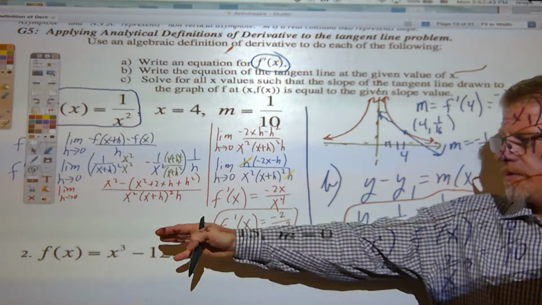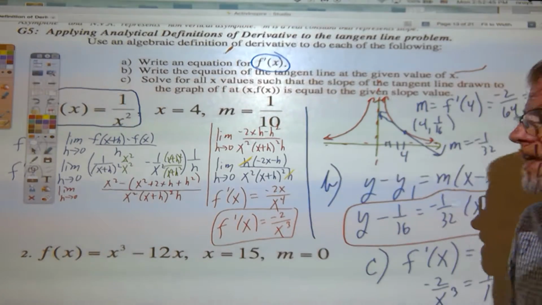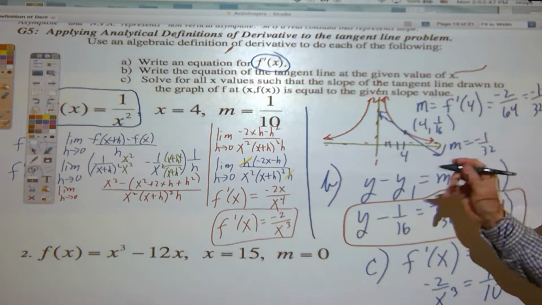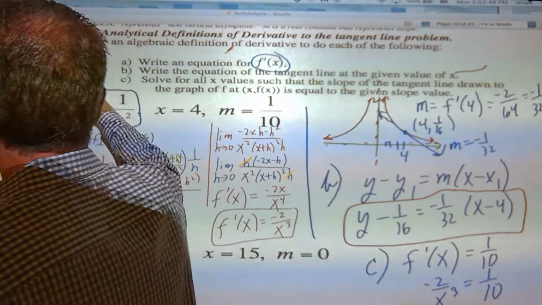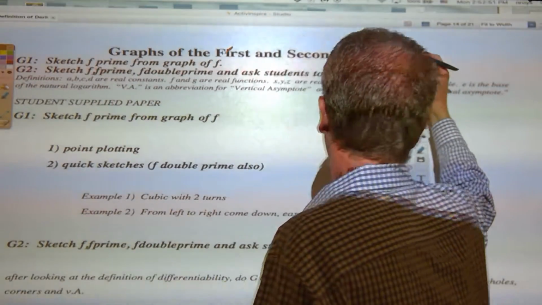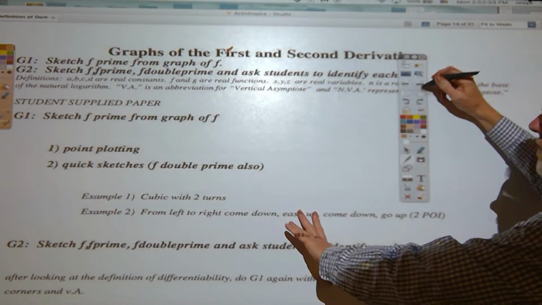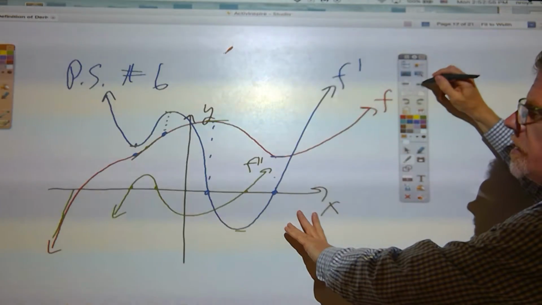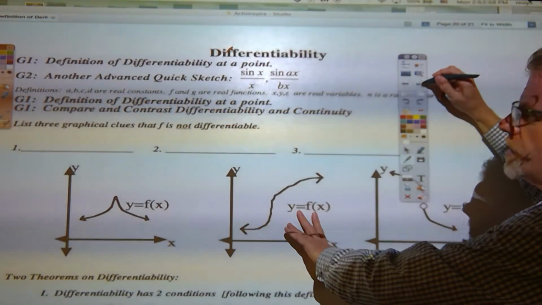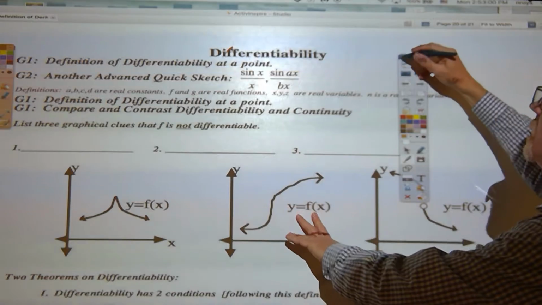All right. Number 2 is a practice problem, but for the sake of time, let's just go to the last page of the handout, which is differentiability. We kind of talked through these sketches, so skip forward all the way to this last page. It should look something like this.